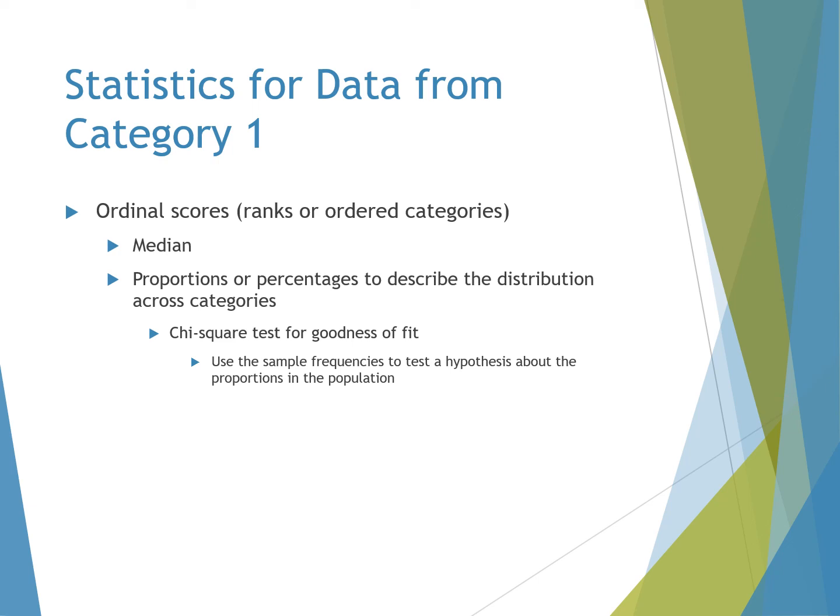If you have ordinal scores, you'd probably be looking at the median or the middle score. And with ordinal scores, you can look at proportions or percentages and use chi-square tests to look at how likely it is that people are distributed in the way you found, compared to chance or compared to a set standard. And those can tell you about that with that ordinal scale.